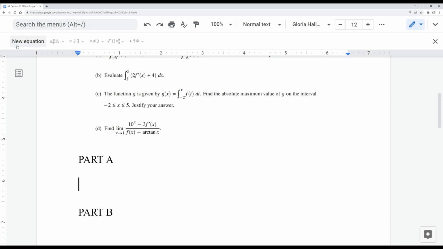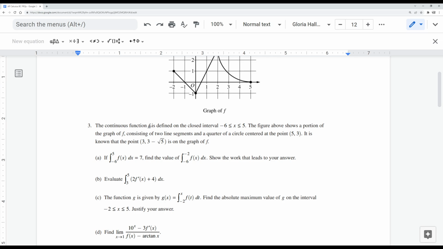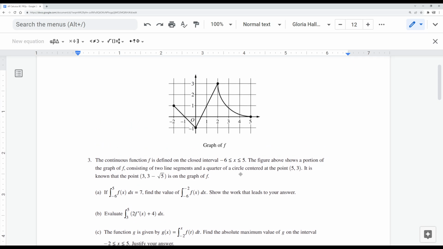Alright, first we are going to take a look at part A here. It tells you that the continuous function f is defined on the closed interval -6 to 5. Now, the graph shows -2 to 5. So make sure you catch on to that, because some people will assume the graph is all of f, and that's not true. There are sections of f obscured.